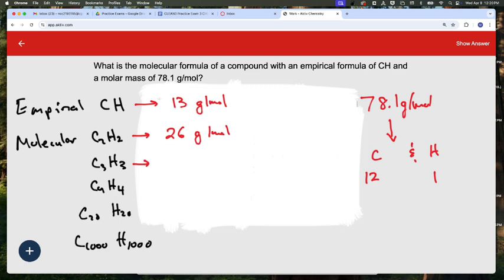13 times 3. 39. I was not actually going to volunteer a number because I didn't know what it was. So I'm right there with you. That's still not right. So what's C4? 52. Still not right. What's C20?